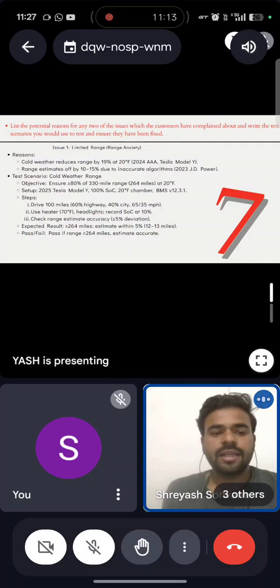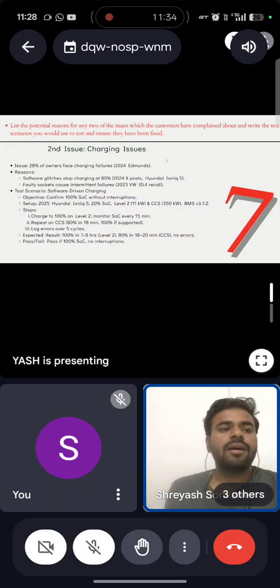Check that range estimate accuracy is less than or equal to 5% deviation. Expected result is greater than or equal to 264 miles, with the estimate within 5%, that is 12 to 13 miles. Pass or fail: pass if range is greater than or equal to 264 miles and the estimate is accurate.